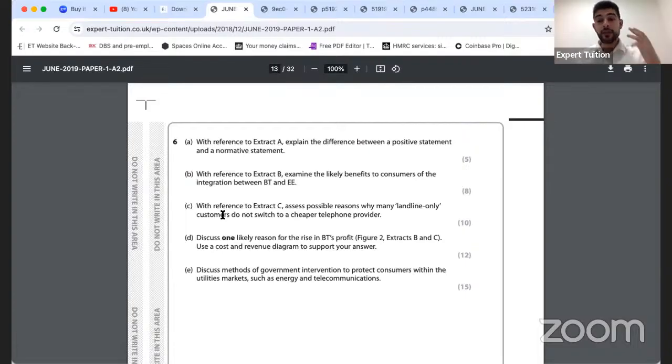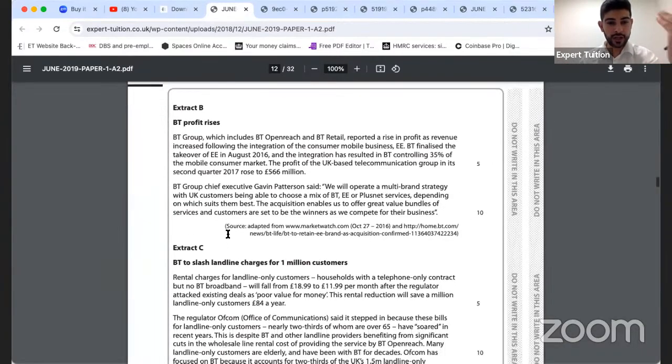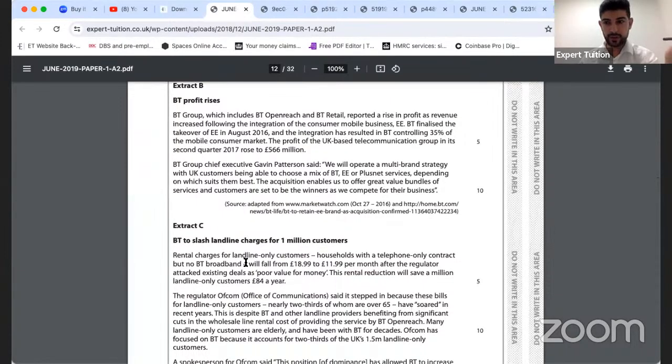Easy peasy. Third, again, you never need to do a third. But when a firm merges and they have more monopoly power, who is going to be scrutinizing them far more? Well, obviously the CMA. And literally in the data, by the way, if you look at extract C, it talks about how they're basically being forced by the regulator to reduce the value of, I think it's landline only customers' charges from $18.99 to $11.99 per month. That is the regulator literally stepping in to limit their ability to abuse their monopoly power.